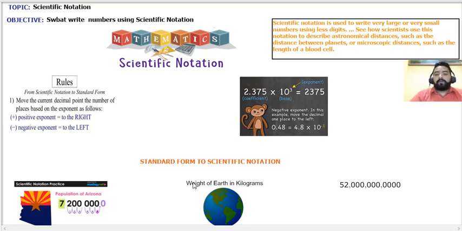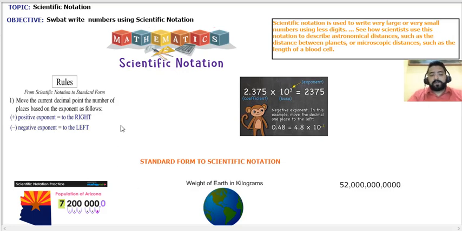For example, if we want to find the distance between the planets, we have a very large distance, so we're going to use scientific notation to express that distance without all those zeros. Or, if you want to represent a microscopic quantity, we are going to use scientific notation to represent that quantity without many zeros.